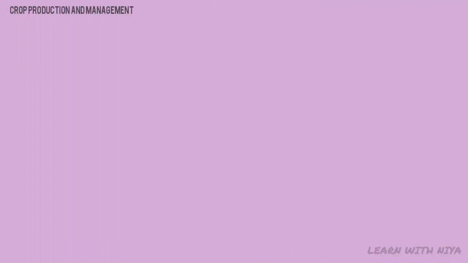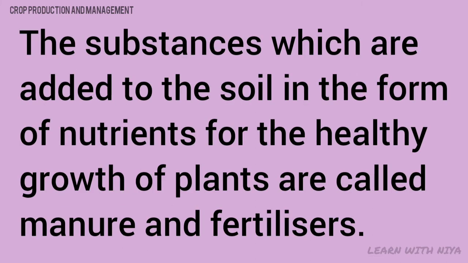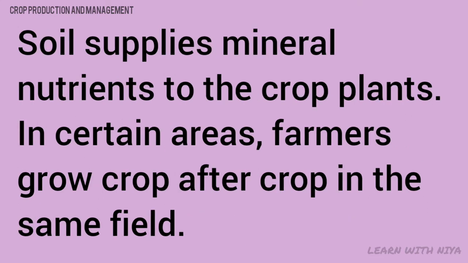Now, let us discuss the third step in agricultural practices, which is adding manure and fertilizers. The substances which are added to the soil in the form of nutrients for the healthy growth of plants are called manure and fertilizers. Soil supplies mineral nutrients to the crop plants. These nutrients are essential for the growth of plants.